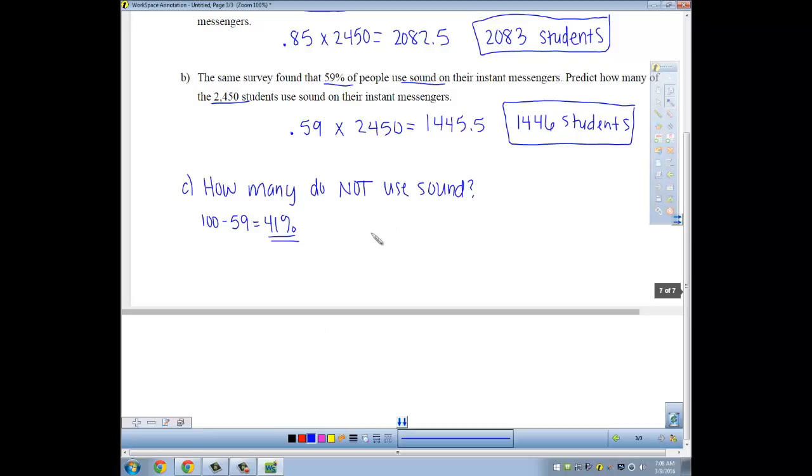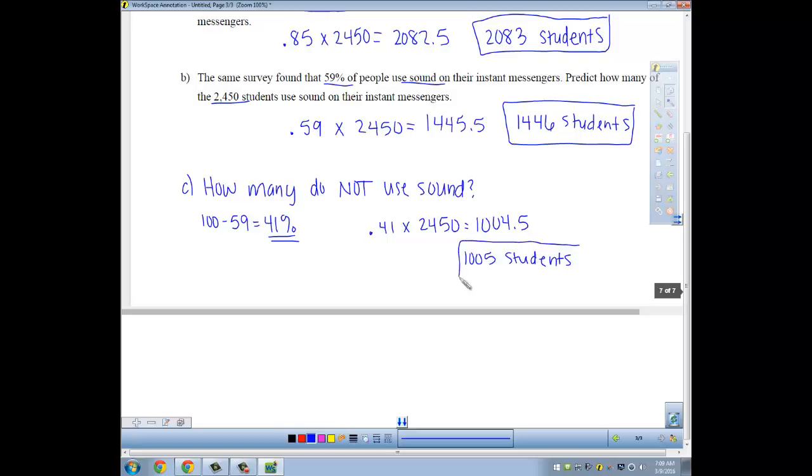So I would turn that number into a decimal and multiply. 0.41 times my number of students, 2,450, which is 1,004.5. And again, let's round that up to 1,005 people or students.